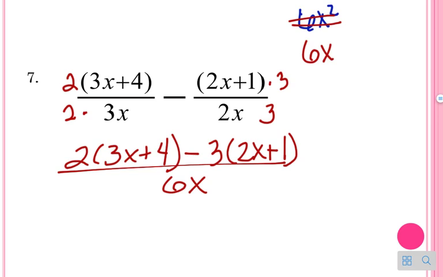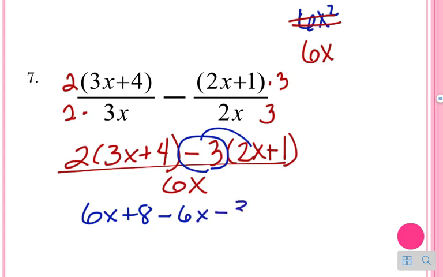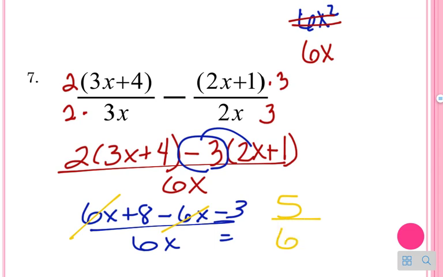So now I'm going to distribute, so I'm going to have 6x plus 8. Now this 3 is going to be a negative, so negative 3 times 2x and negative 3 times 1, all over 6x. Now my 6x minus 6x, that's going to cancel out, and I'll be left with 5 over 6x. And so that's my answer. There's nothing I can do to simplify it. There's no common factors, so I'm finished.